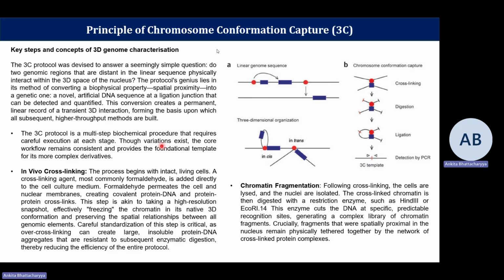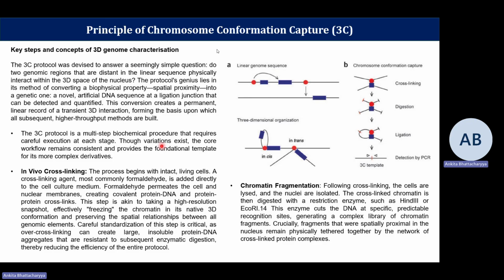So following cross-linking, the cells are lysed, and the nucleus is isolated. This is a part of your cell preparation step. This cross-linked chromatin is then digested with a restriction enzyme such as HindIII or EcoRI. So after digestion, what does that do? It creates these compatible ends.